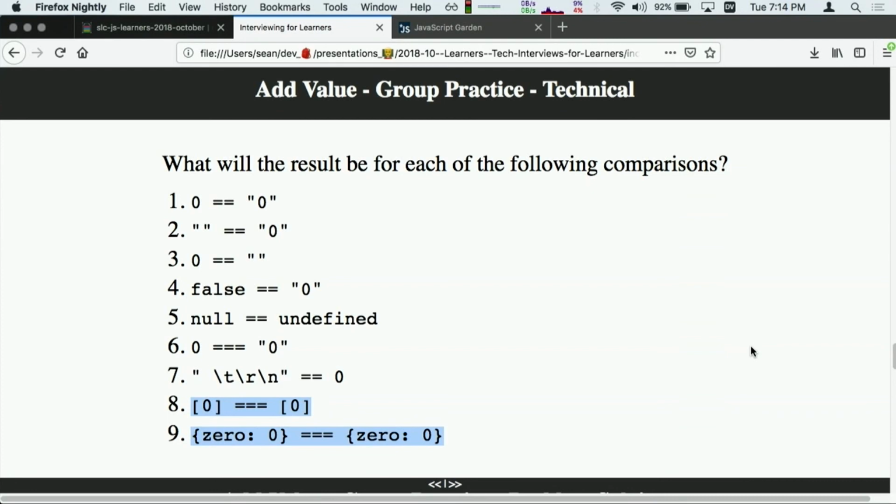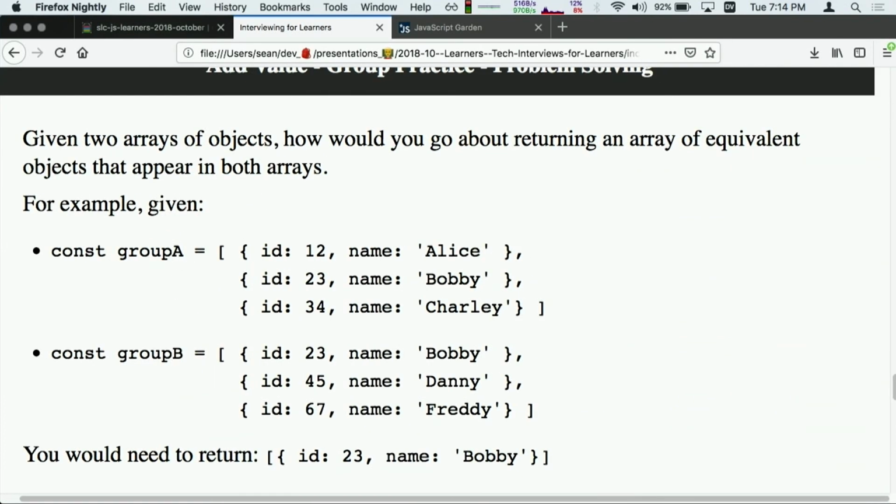Yes. Okay. So I guess what I would do is, do I need to check group A? Do I need to check both and then return both? Do I need to return that item at the end, or do I need to find the ones that match in both of them? You need to find the ones that match. Okay. So I would do group A, and then I would filter through group A for each object. That would be the first thing.